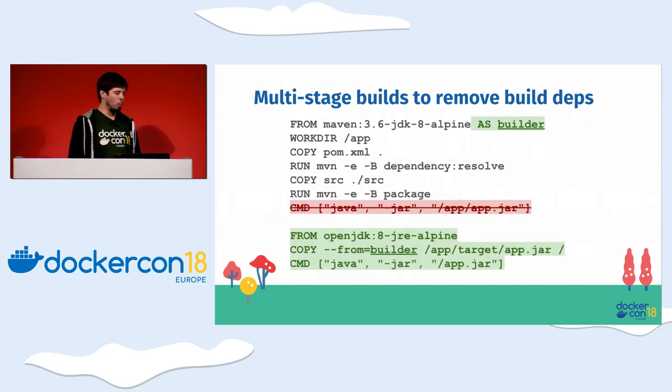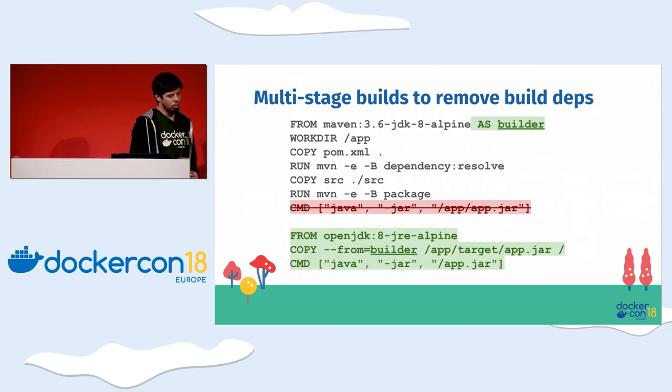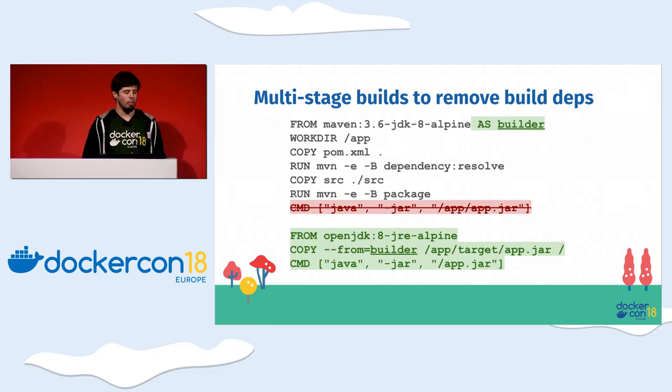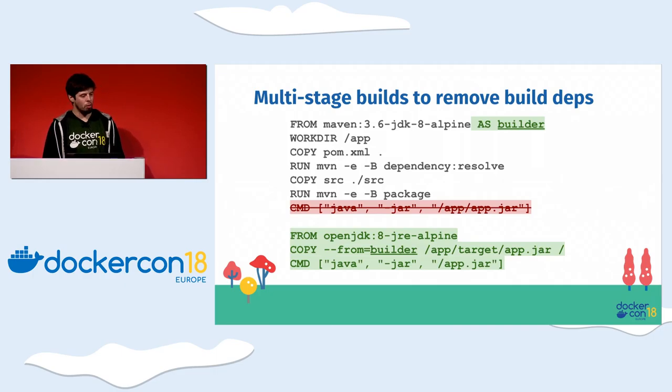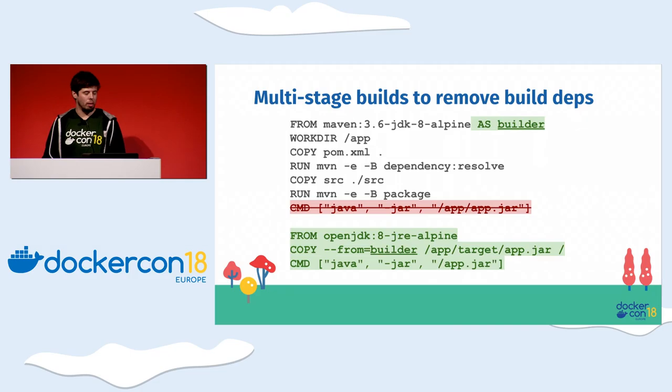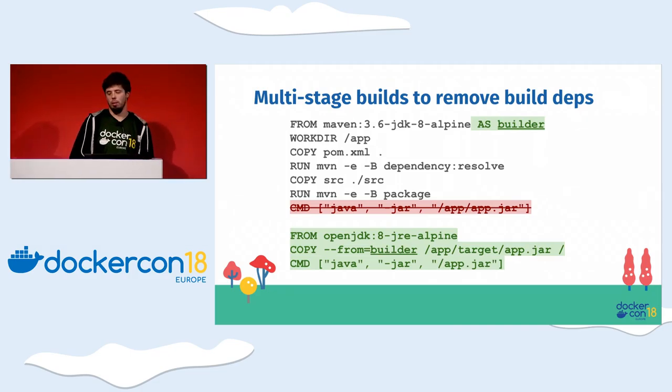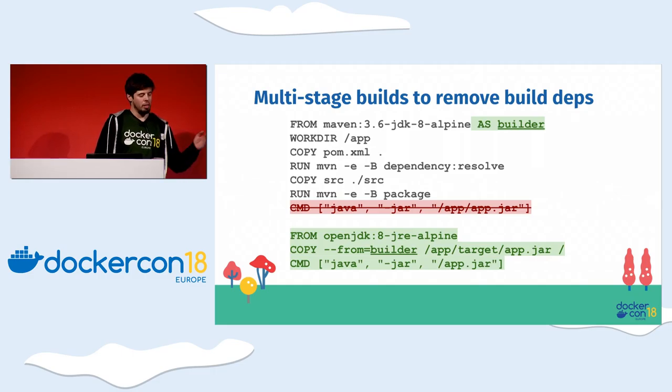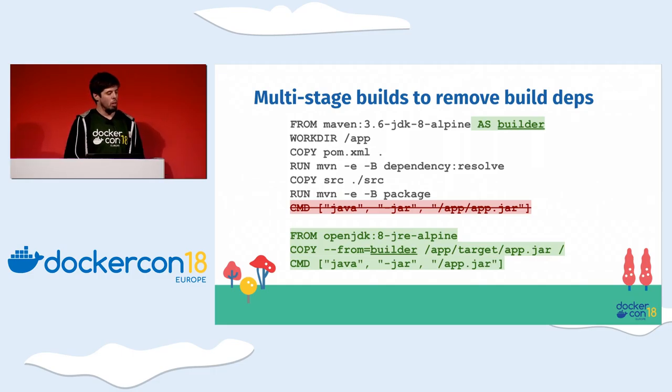So first of all, why do we say multi-stage? We say multi-stage because you see multiple FROM lines. That's how you know how many stages you have, is by the number of FROM lines you have. First of all, you see the builder part at the very top. So that allows you to name that stage. So in this case, we name the first stage builder because that's where we build our application. Then there's a second stage at the bottom, which is our runtime, our final image, which should be minimal.